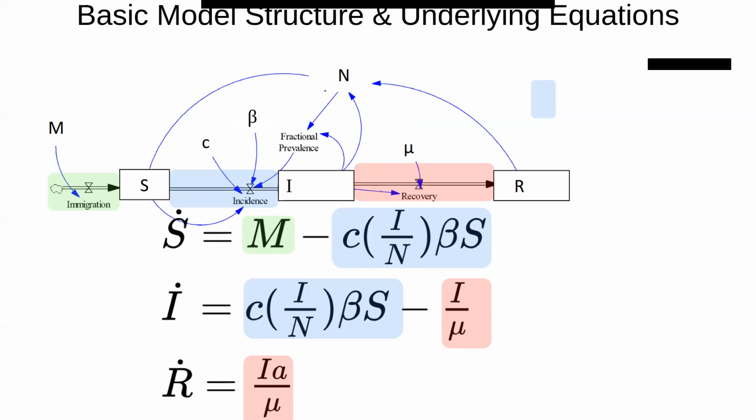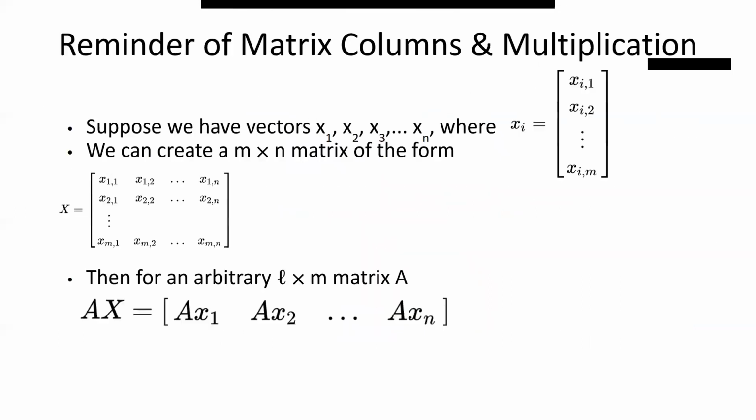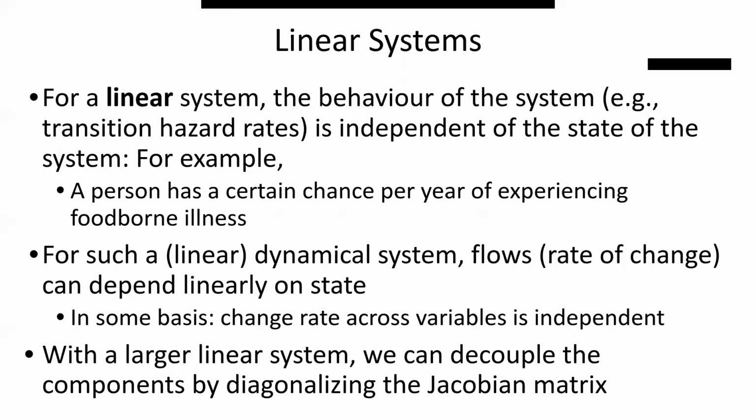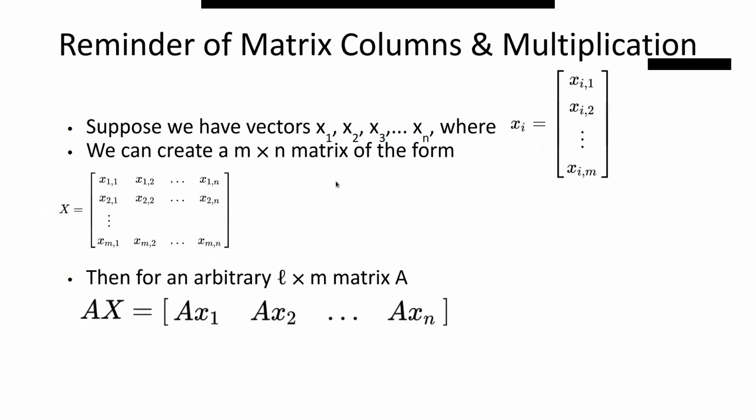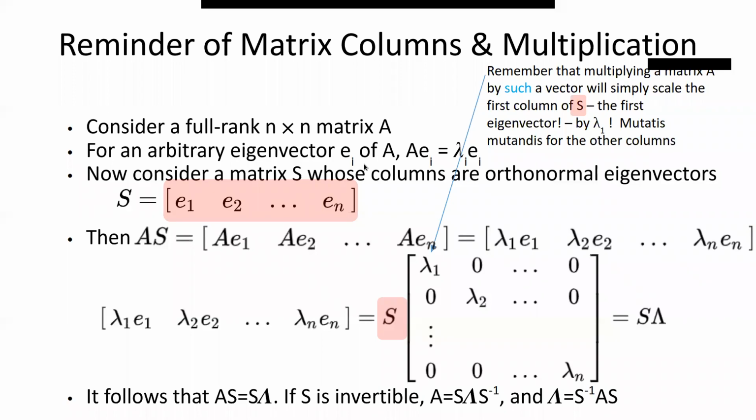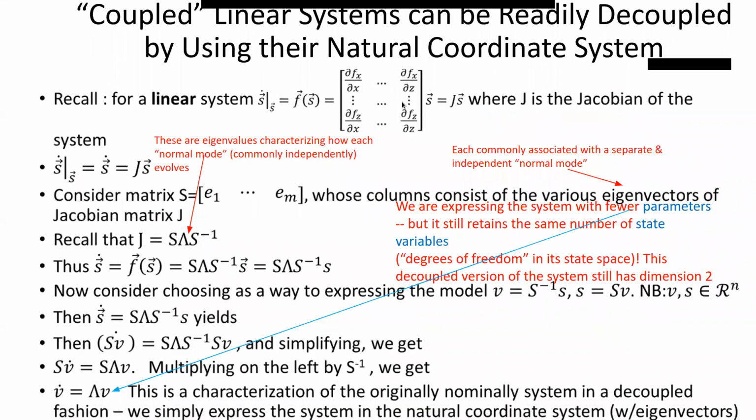Others will want to follow along in a rough way, but you'll appreciate, I think, the punchline. The basic deal is, when we have a linear system, we have flows depending linearly on state, and so we can express a system like this in terms of a matrix times the current value of the state. So the rate of change, that's what this is, is a matrix times the current state.